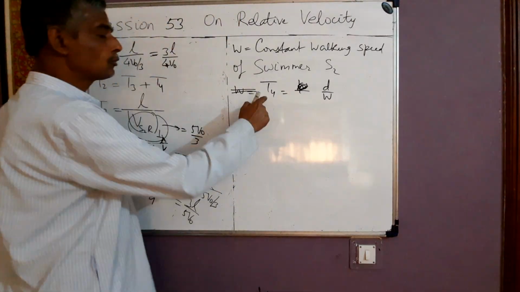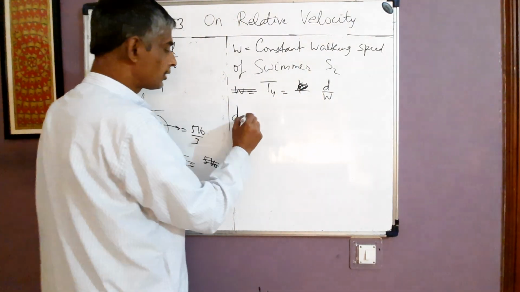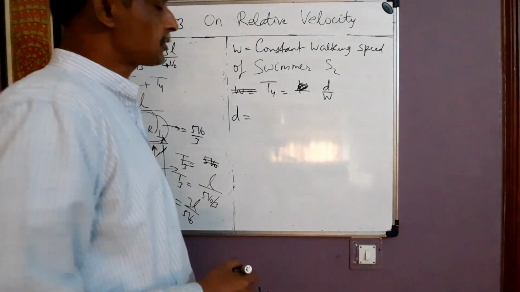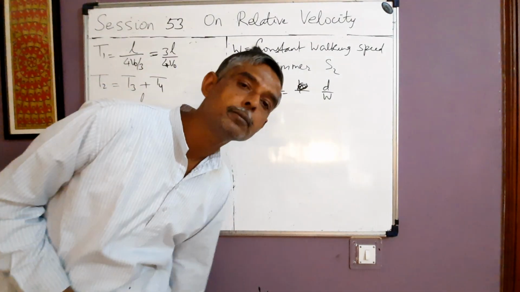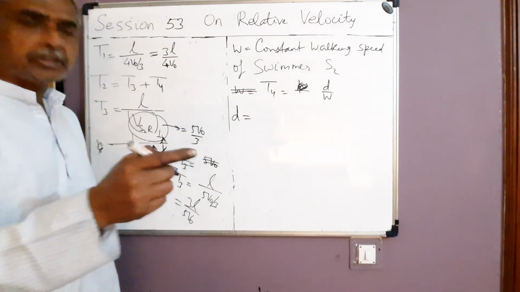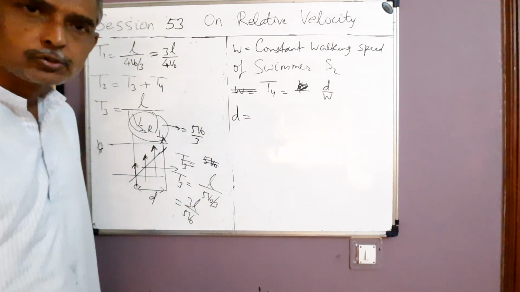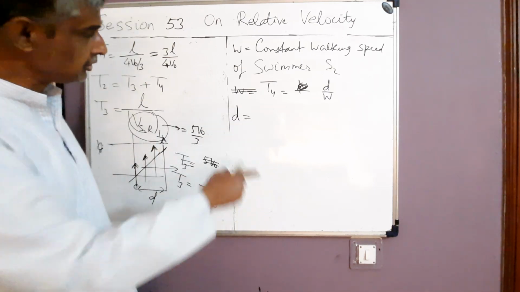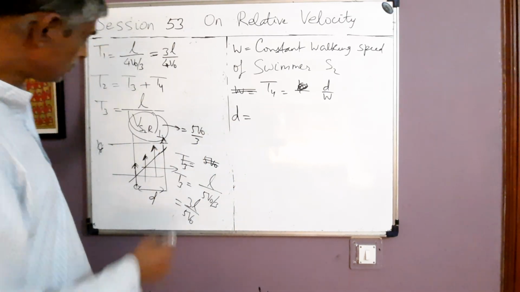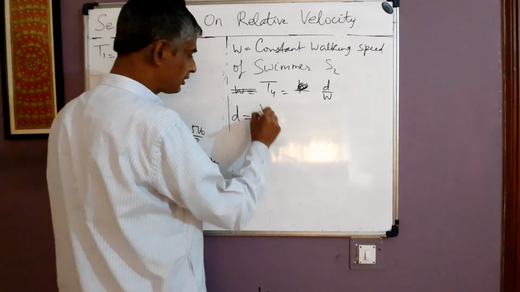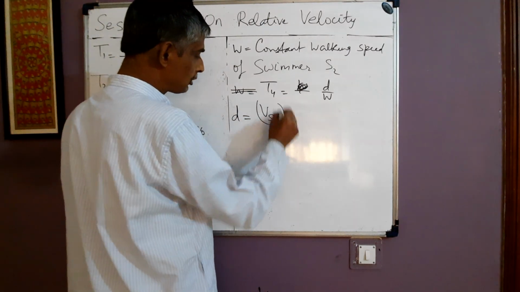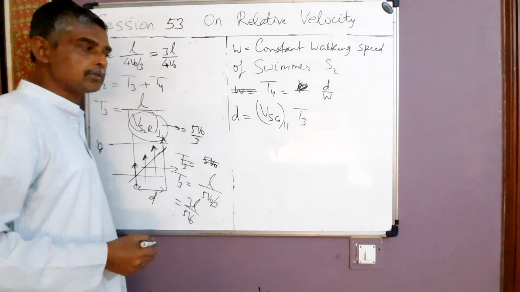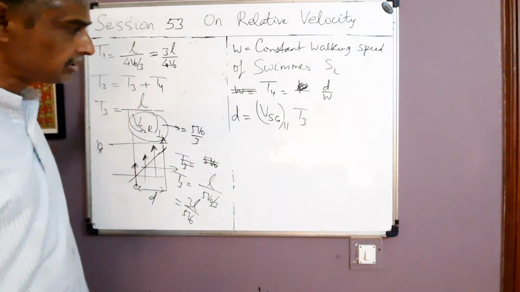Okay, so to find T4 you must know D. Now what is D? D is the drift of the swimmer. You can again refer to the 47th and 48th videos on relative velocity, where you get all the expressions for drift. So drift is the component of VSG parallel to the river flow direction into the time T3 taken by swimmer S2 to cross the river. That is equal to drift D.